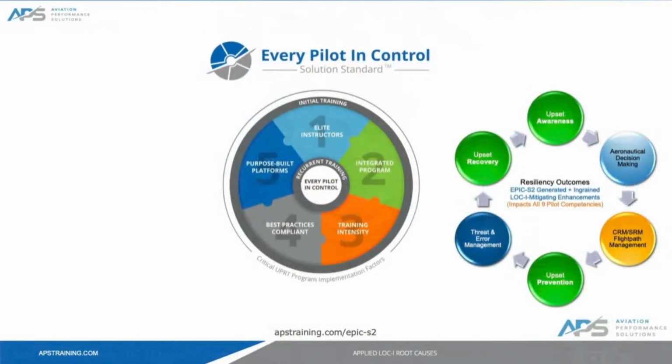Now, the cool thing about upset prevention and recovery training, much like CRM, threat and error management, and aeronautical decision-making, is it permeates the entire process. It improves situational awareness, flight envelope awareness, manual handling, manual flight operations proficiency, and decision-making. It further enhances existing competencies. Remember, it's complementary to it and really puts them in afterburner mode or on steroids. That is the goal of an effective program.